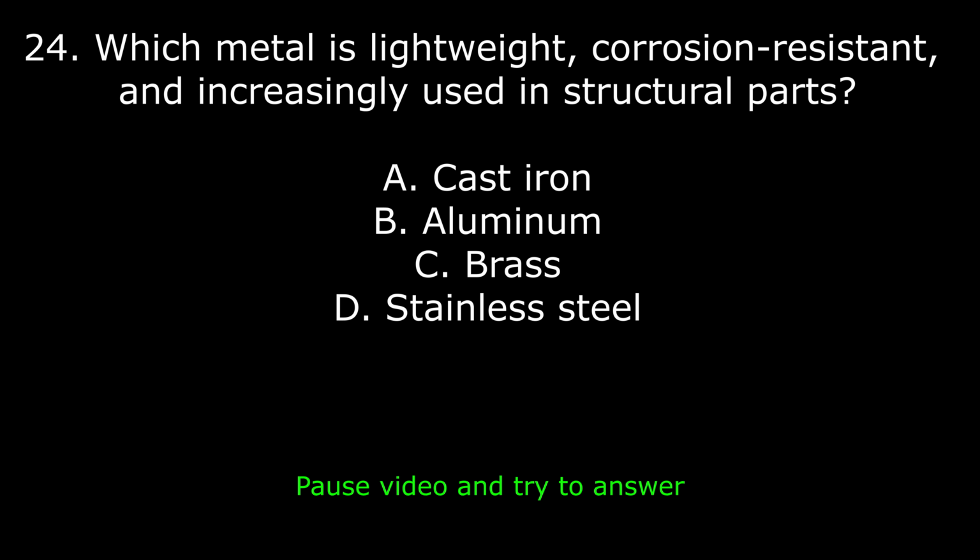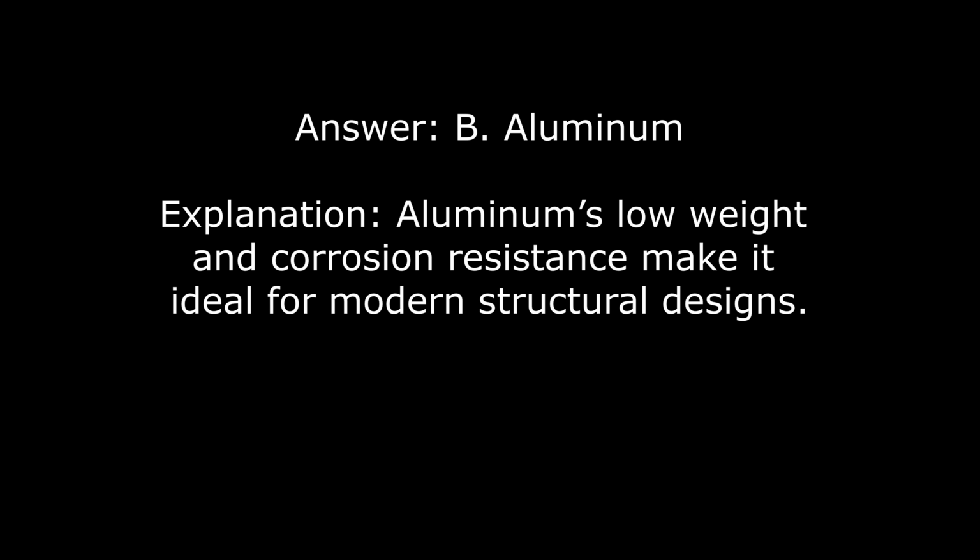24. Which metal is lightweight, corrosion resistant, and increasingly used in structural parts? A. Cast iron. B. Aluminum. C. Brass. D. Stainless steel. The answer is B. Aluminum. Explanation: aluminum's low weight and corrosion resistance make it ideal for modern structural designs.